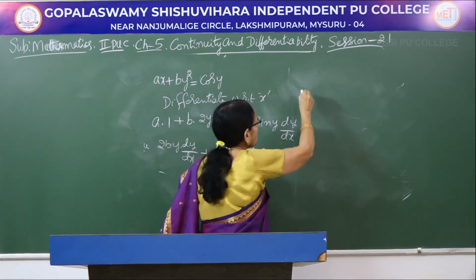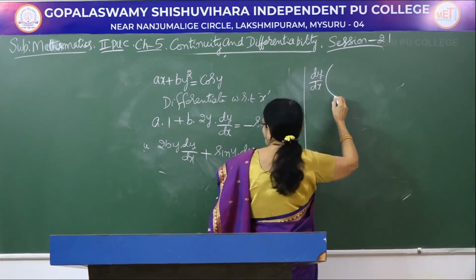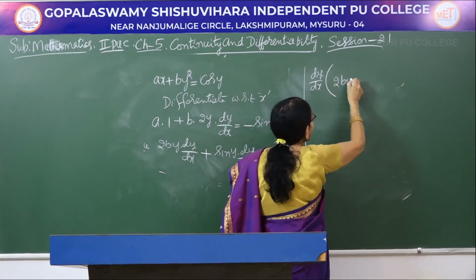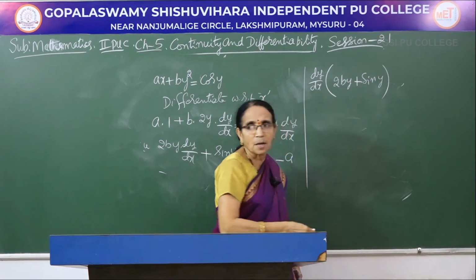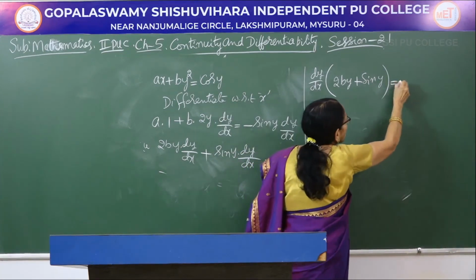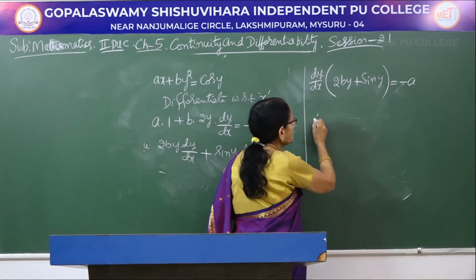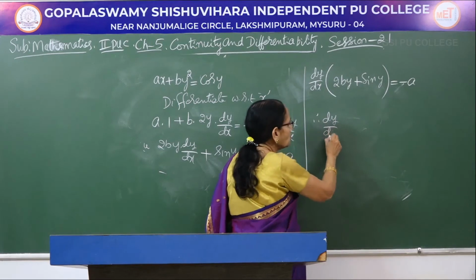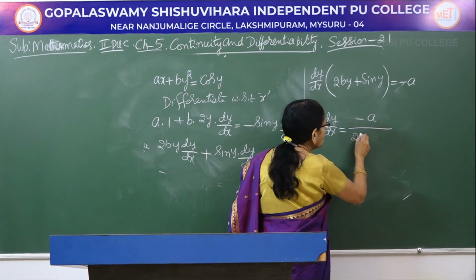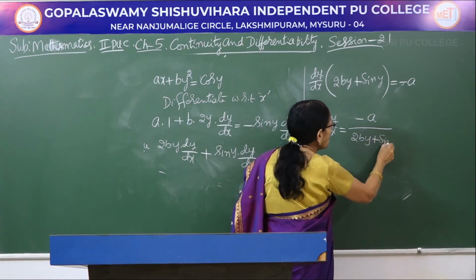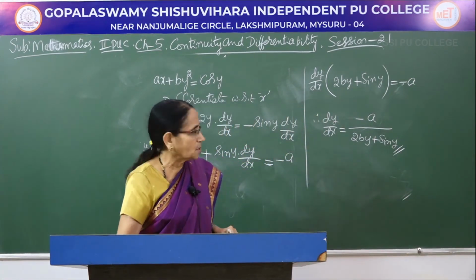Now, take the common factor on the left hand side. What is the common factor? Dy by dx. What is remaining? 2by plus sin y. Of course, the right hand side is minus a. Therefore, since we want the value of dy by dx, take it to the denominator. Minus a divided by 2by plus sin y. Hence, this becomes the derivative of the function.